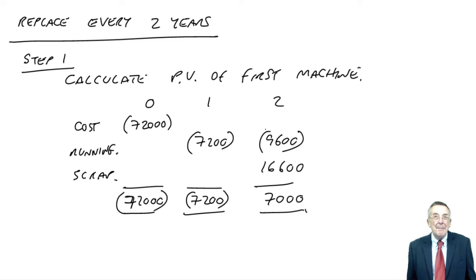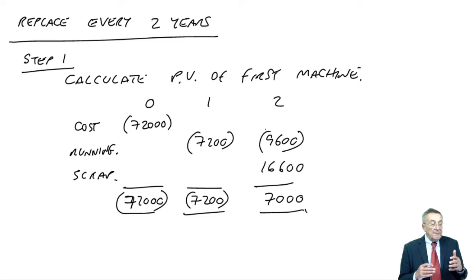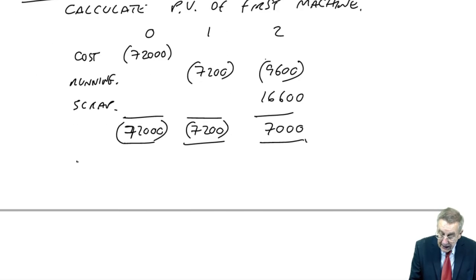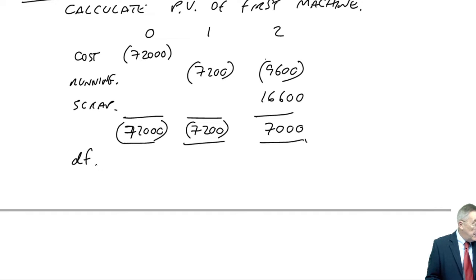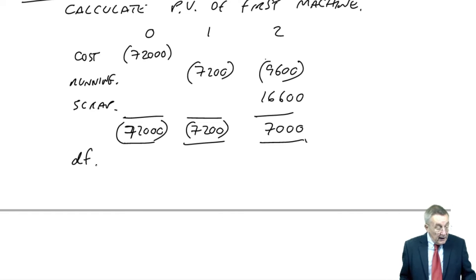earning the same money. However, often we replace it, and so all I'm concerned about is getting the cheapest cost. Well, there are the flows. Let's discount. The cost of capital is 15%, and so our discount factors, if I can find them, here we are.